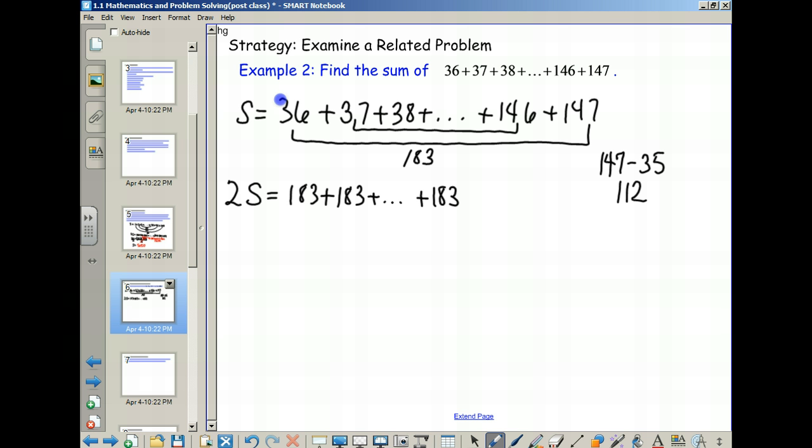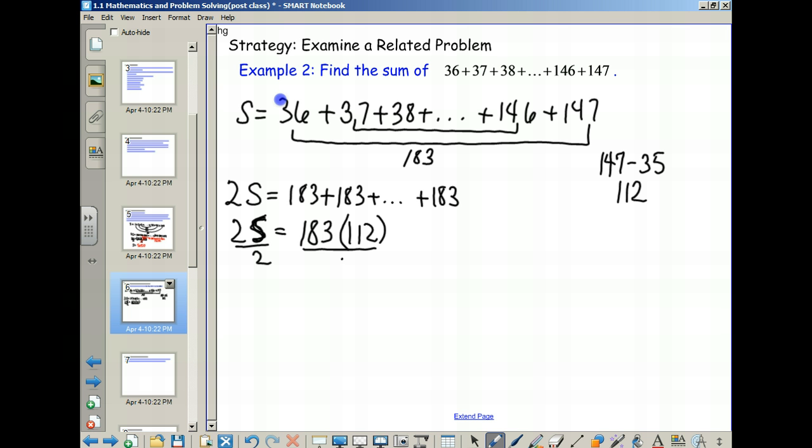So instead of writing 183 and actually telling my calculator to do this, oops, I didn't mean that to look like a 5, it's an S. Instead of having 183 a bunch of times, we're really going to do 183 times 112. Then what? Then we would divide by 2.